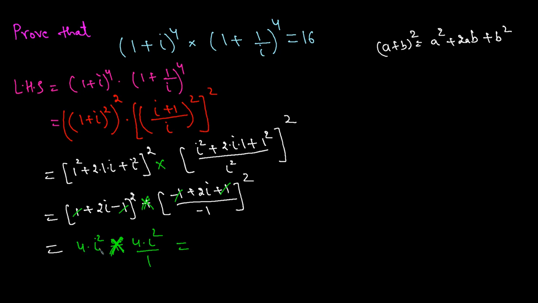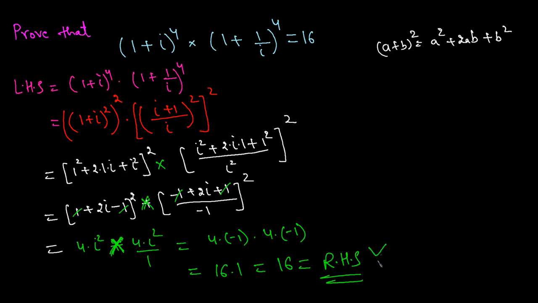Okay, so this gives me 4 times iota square, which is a negative 1. 4 times iota square is another negative 1. So 4 times 4 is 16, and negative 1 times negative 1 gives you positive 1, gives you 16, which is our right hand side. That's the proof.